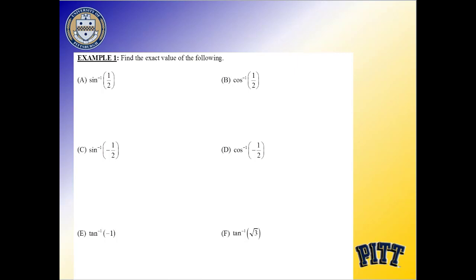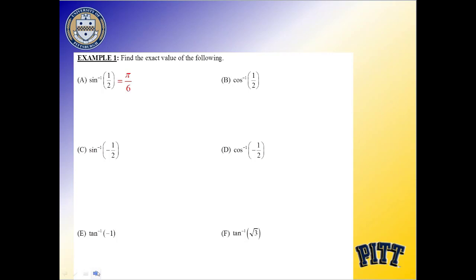The problem is, the only one that falls into the range between negative pi over 2 and pi over 2, which is the range of arc sine, is pi over 6. And that's why it's the answer. So these arc functions are going to give us some starting places to find answers, but we have to keep in mind it's not necessarily going to be the only possible answer.